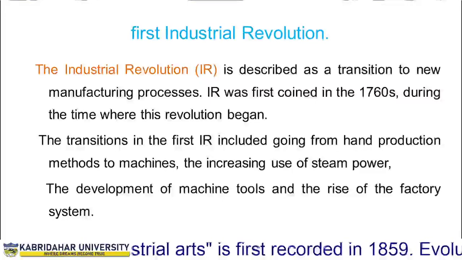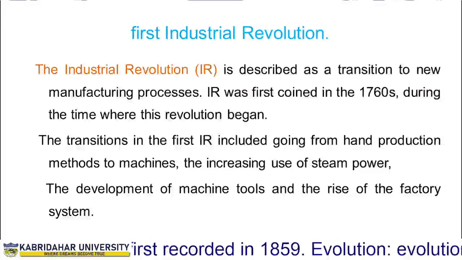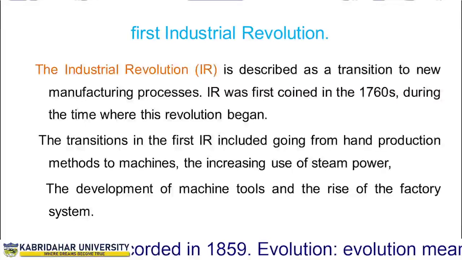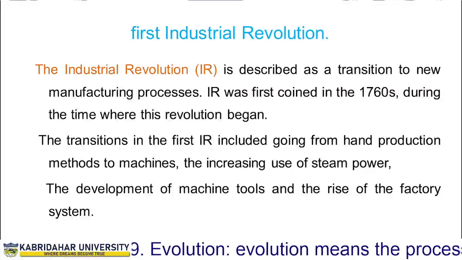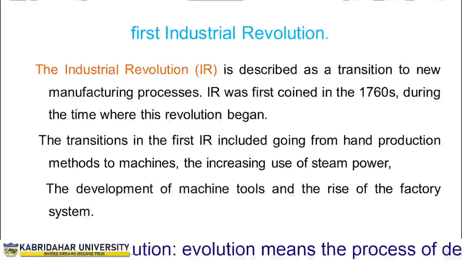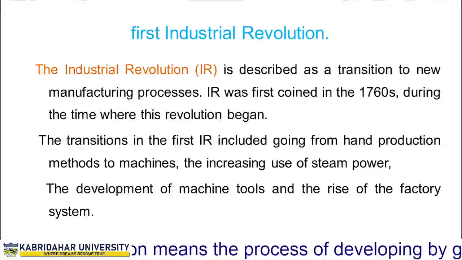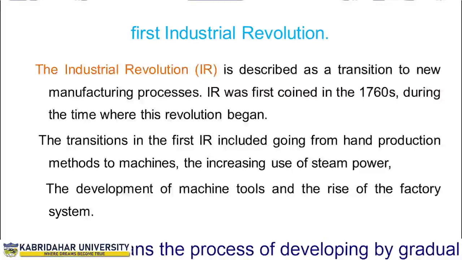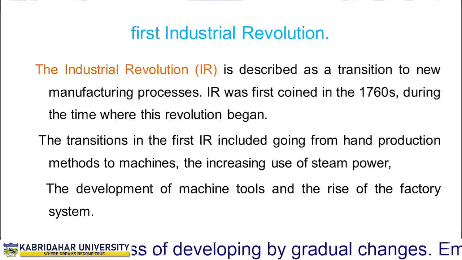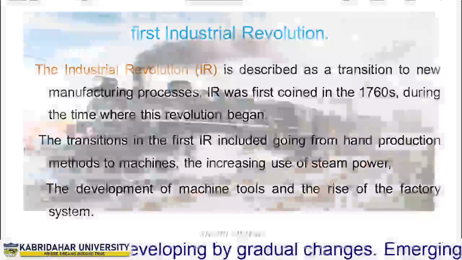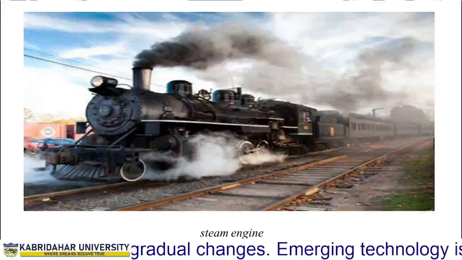The transition in the first industrial revolution included going from hand production methods to machines. In the first industrial revolution, they shifted from hand production toward what? Toward the machine. The increasing use of steam power, the development of machine tools and the rise of the factory system also happened during the first industrial revolution. An example is the steam engine.